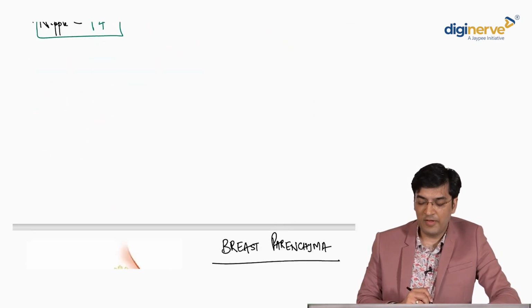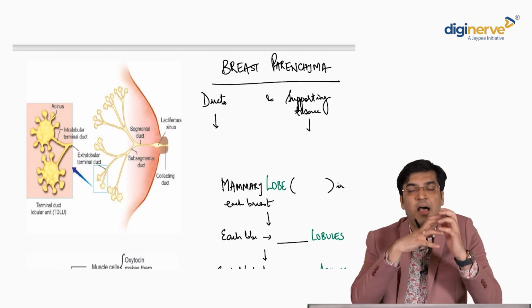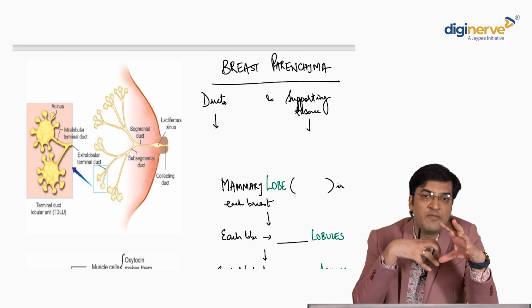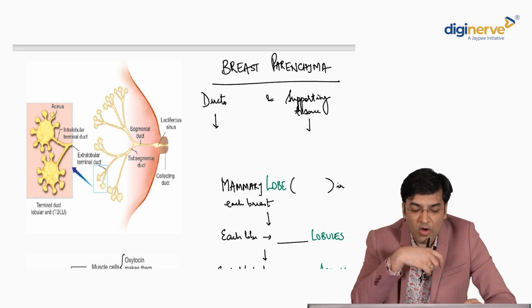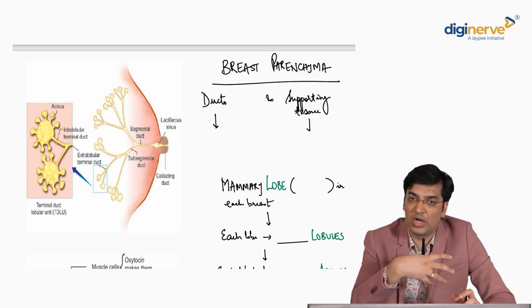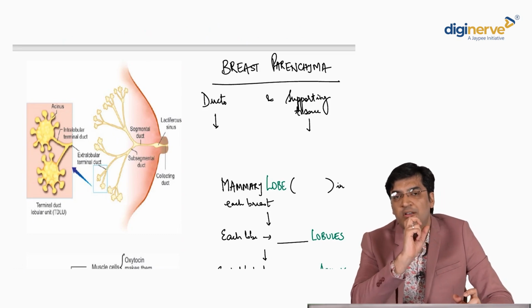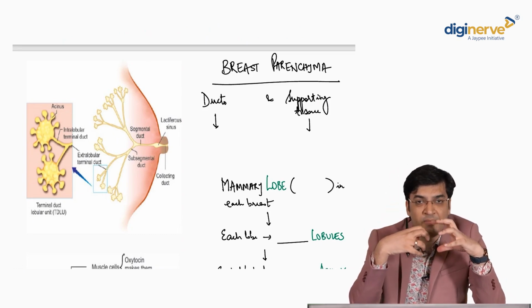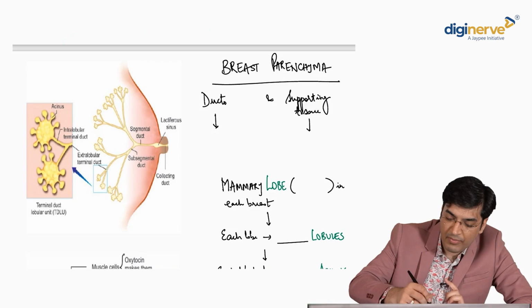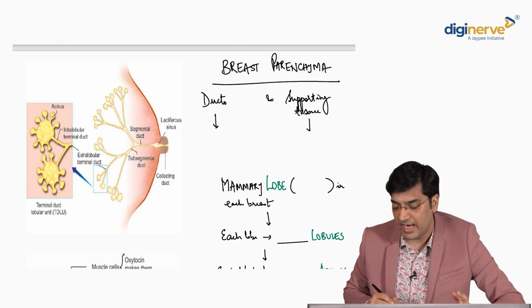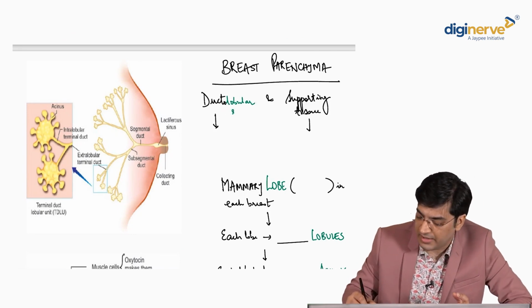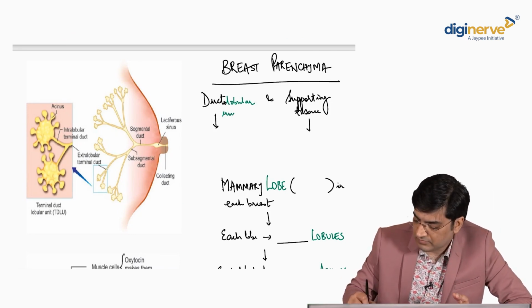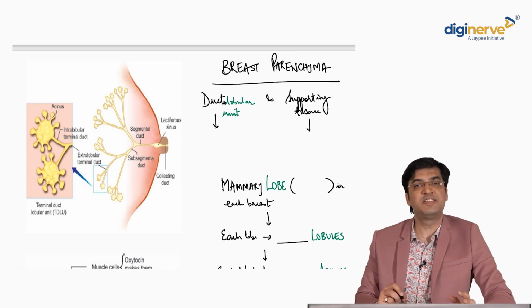Alright, now moving on to the next topic. We have read about the location of the breast, we have read about the structures which are responsible for the formation of the breast, that was the embryological development. Now we read about the breast parenchyma. What is the breast parenchyma made up of? It is made up of two things. One is the ductolobular unit and the other is supporting tissue.